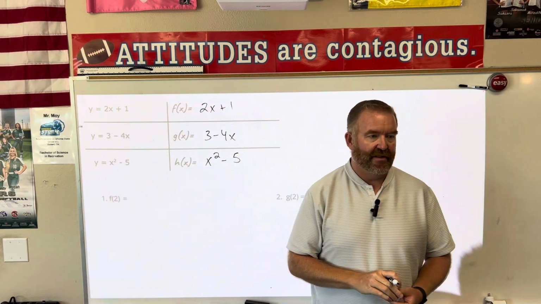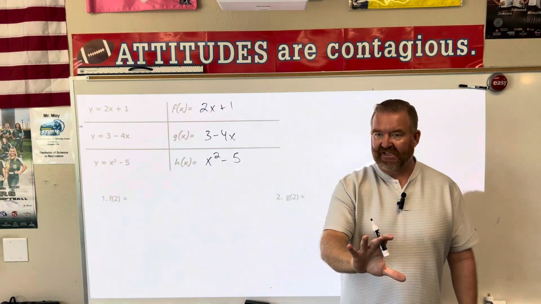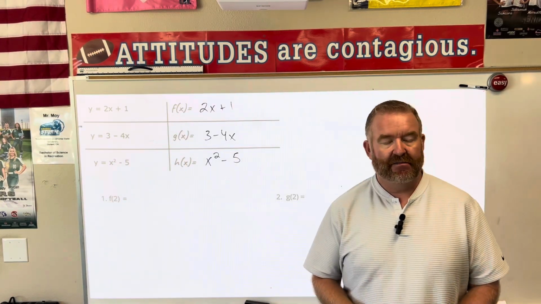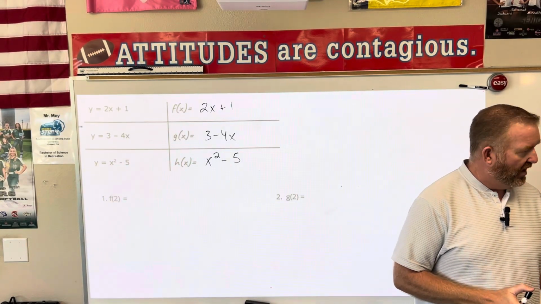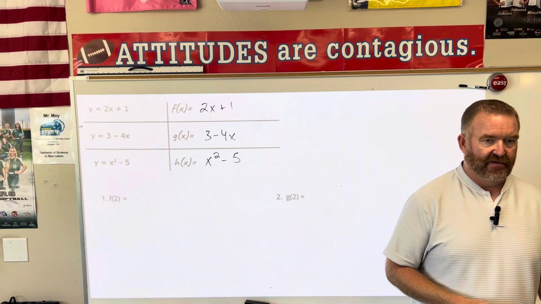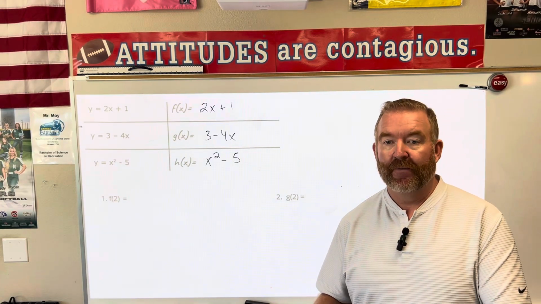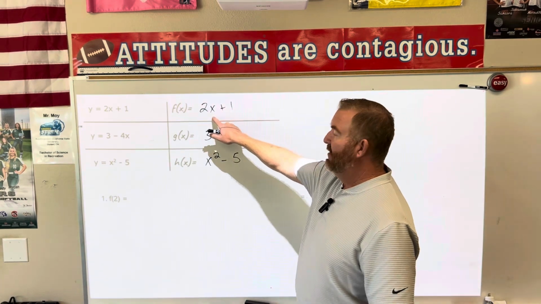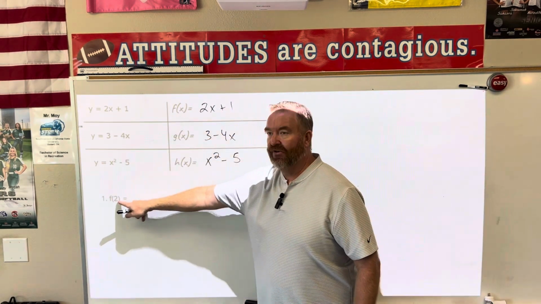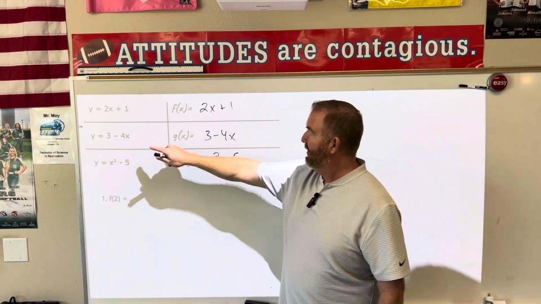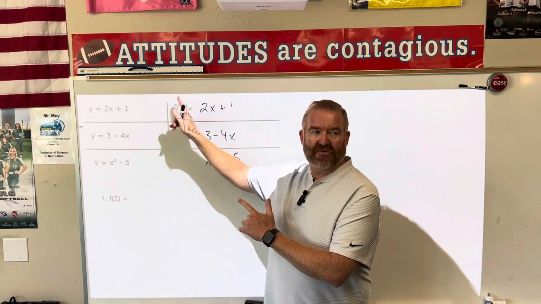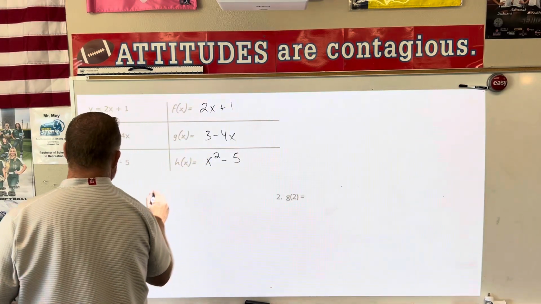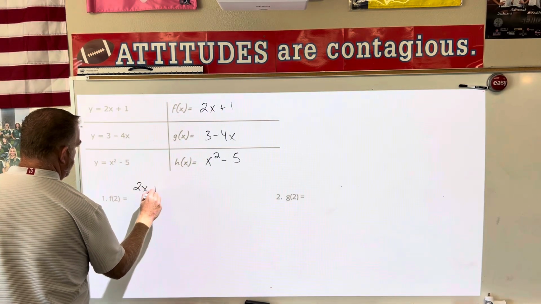Okay, is everybody good? Now, please watch this. This is not complicated. Somebody read me number 1. What letter do you see on number 1? F. So it says f of 2. All that simply means is that I'm going to take the equation for f of x. What did they substitute the x with? 2. So all I'm going to do is take that equation, the 2x plus 1, right?